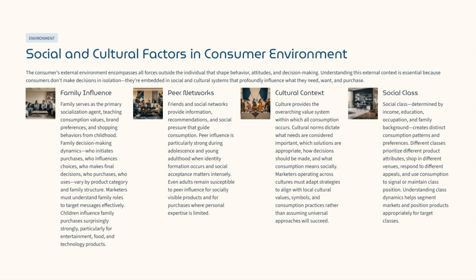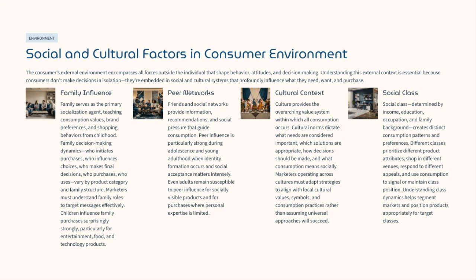And then there's family. Family is our primary socialization agent. From childhood, it teaches us consumption values, brand preferences, and shopping behaviors. Family decision-making varies depending on the product, the family structure, and roles. Who initiates the purchase, who influences the decision, who makes the final call, who actually buys, and who uses the product. Marketers need to understand these roles to craft effective messages. Interestingly, children can have a surprisingly strong influence on family purchases, especially for entertainment, food, and tech products.